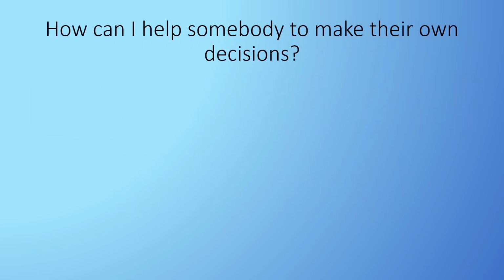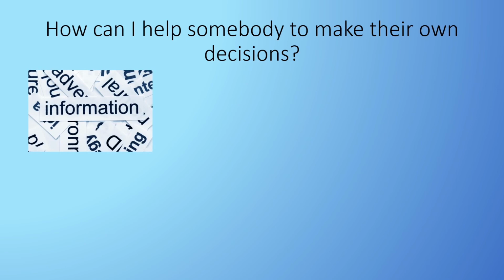How can I help somebody to make their own decision? You could start by providing all information about the decision that is to be made. If we look at an example of deciding whether to have an injection or not, you would need to know the benefits of having that injection and the risks, when it might happen, who will be doing it, what the outcome of the injection would be, and if there were any alternatives. For example, having medication to calm any nerves before having the injection.